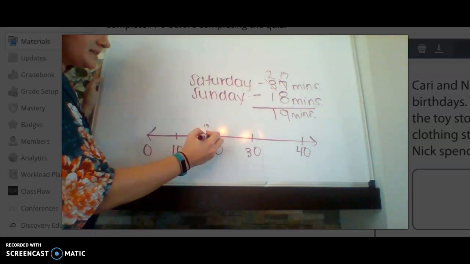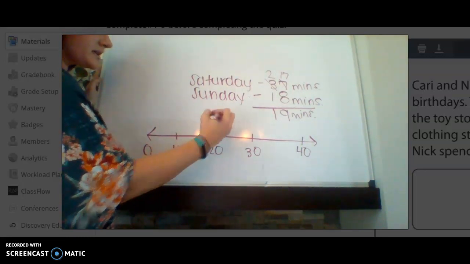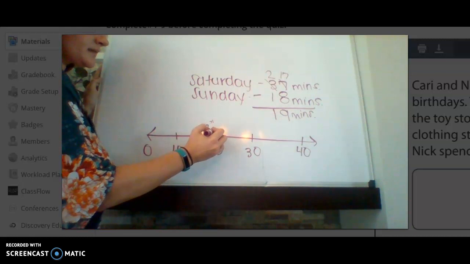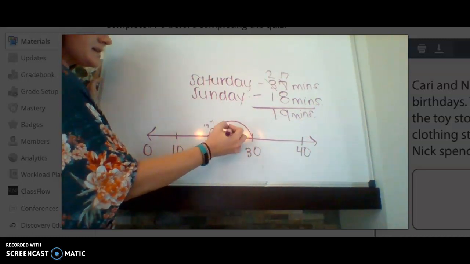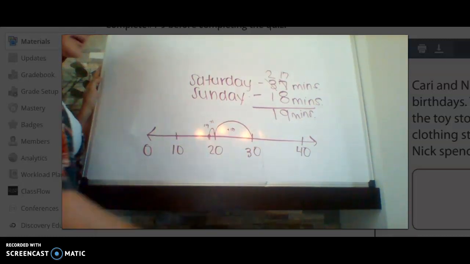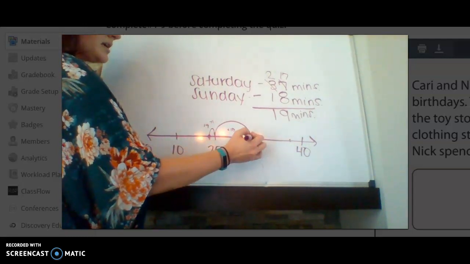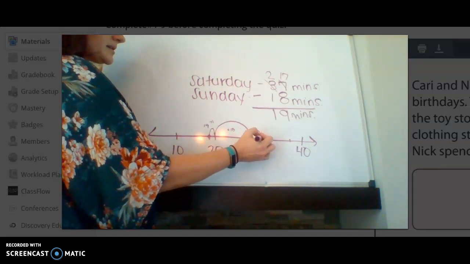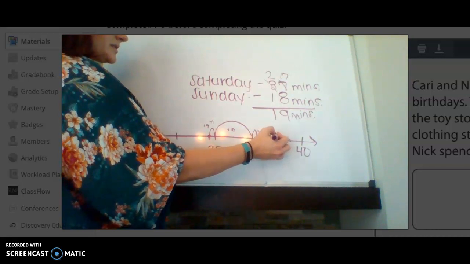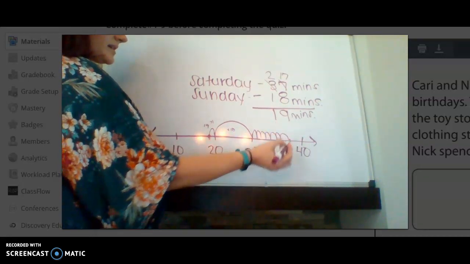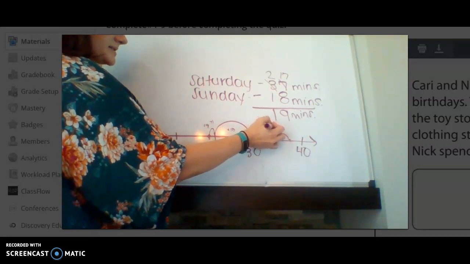So if I have 19, I'm adding 1 more, plus 1 to get me to 20. Okay. Plus 10 to get me to 30. And remember, we want to get to that 37. So we have, counting with me, 31, 32, 33, 34, 35, 36, 37. Okay, so that would be your plus 7.